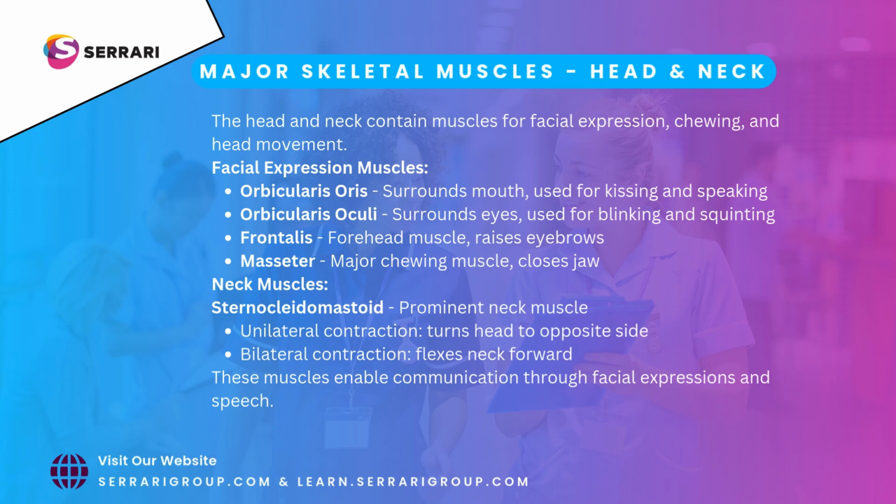Frontalis forehead muscle, raises eyebrows. Masseter major chewing muscle, closes jaw. Neck muscles. Sternocleidomastoid prominent neck muscle. Unilateral contraction, turns head to opposite side. Bilateral contraction, flexes neck forward. These muscles enable communication through facial expressions and speech.